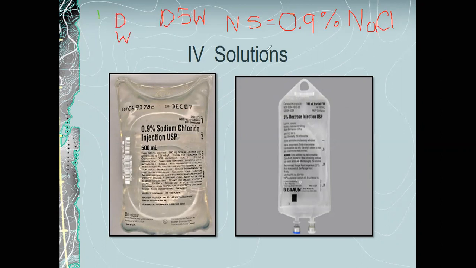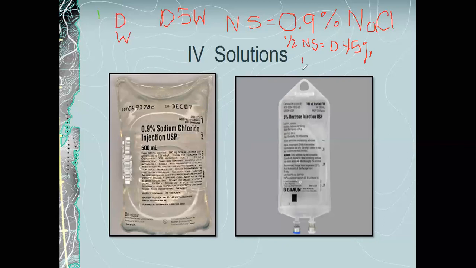So another one that you hear is half normal saline. So if it's half normal saline, then it's half of this percentage. So half normal saline is going to be 0.45% sodium chloride. So half normal saline, half the percentage. So normal saline 0.9%, half normal saline 0.45%. We're going to talk about what these different things mean in just a few minutes. We'll go through the different types of IV fluids.